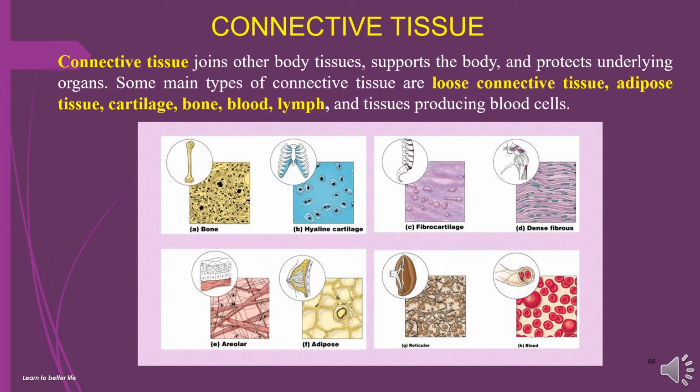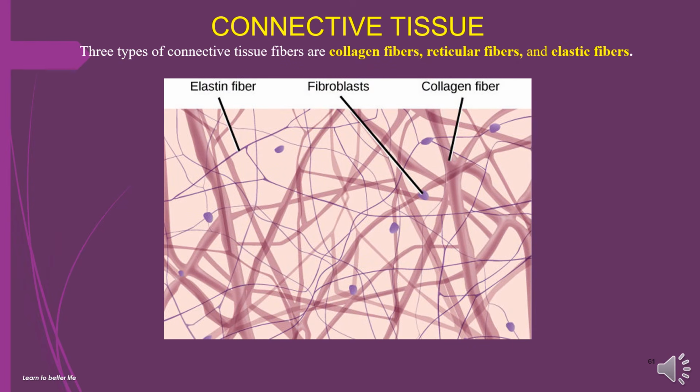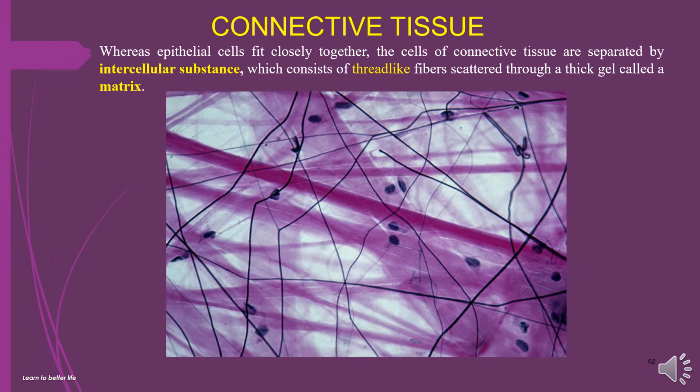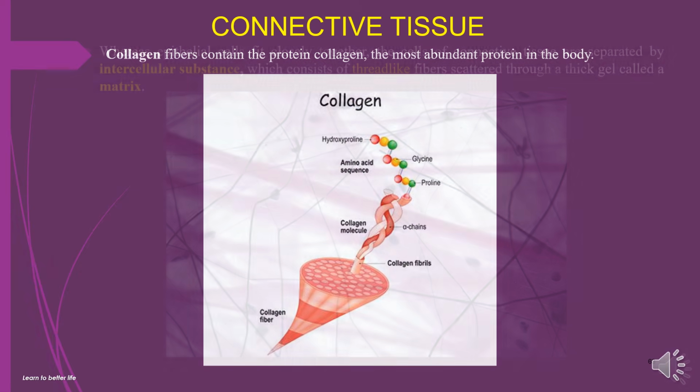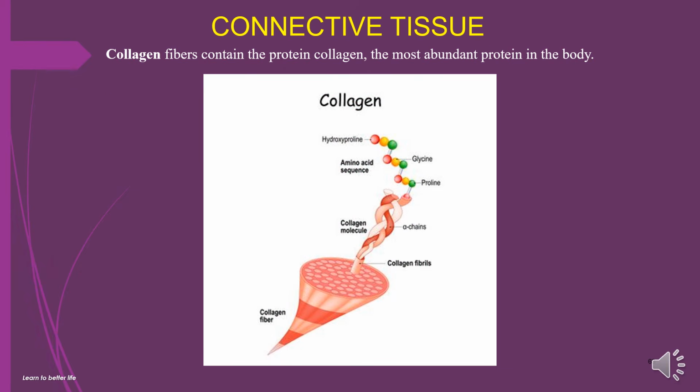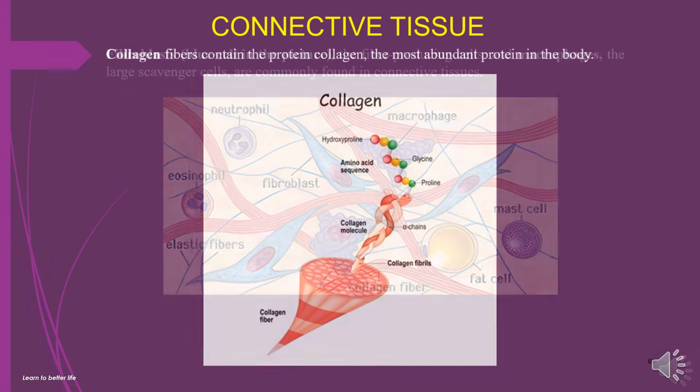Connective tissue joins other body tissues, supports the body, and protects underlying organs. Some main types of connective tissue are loose connective tissue, adipose tissue, cartilage, bone, blood, lymph, and tissues producing blood cells. 3 types of connective tissue fibers are collagen fibers, reticular fibers, and elastic fibers. Whereas epithelial cells fit closely together, the cells of connective tissue are separated by intercellular substance, which consists of thread-like fibers scattered through a thick gel called a matrix. Collagen fibers contain the protein collagen, the most abundant protein in the body.